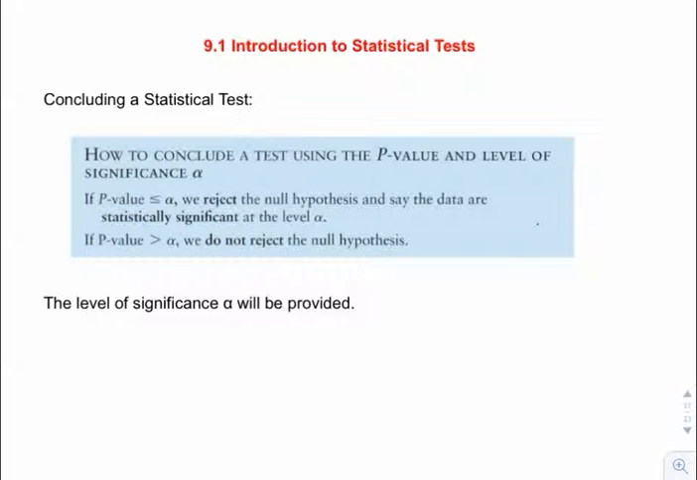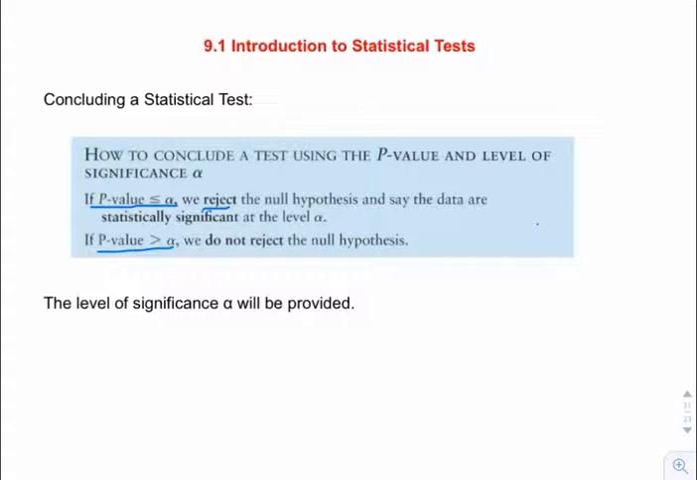Okay, we're going to continue with looking at our level of significance, alpha. Alpha is what determines whether we're going to reject or fail to reject our null hypothesis. We compare alpha to our p-value. If the p-value is less than or equal to alpha, we reject the null hypothesis and we say that our data are statistically significant, statistically significant enough that we're going to reject our null hypothesis. Otherwise, if our p-value is greater than alpha, we do not reject the null hypothesis.